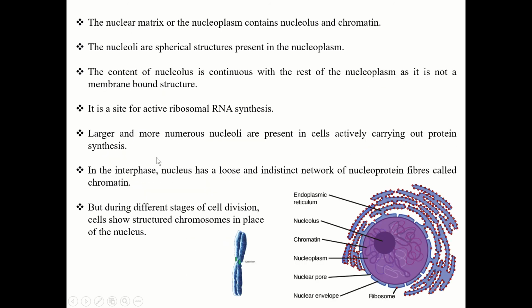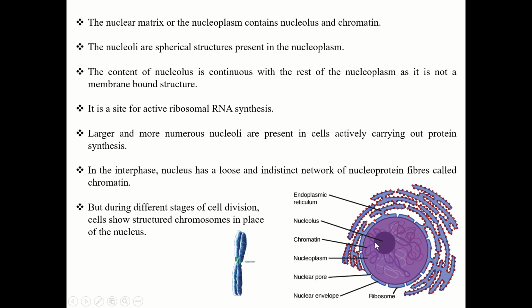The nuclear matrix or the nucleoplasm contains the nucleolus and chromatin. Now you can see this is the nucleolus and this is the chromatin. The nucleoli are spherical structures present in the nucleoplasm. The content of the nucleolus is continuous with the rest of the nucleoplasm, as it is not a membrane bound structure. This nucleolus doesn't contain a membrane, so it is continuous with the nucleoplasm. It is a non-membrane bound structure.